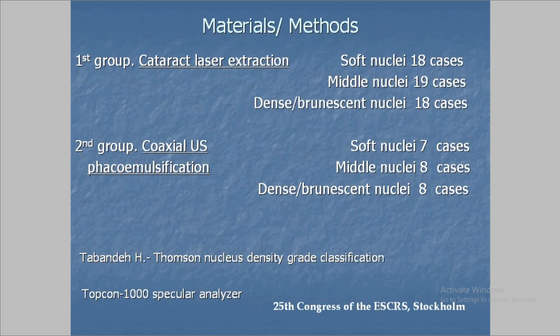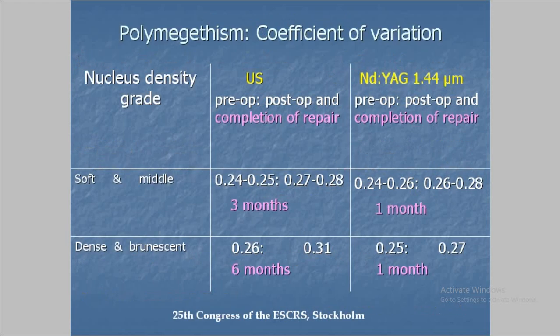So we enrolled two consecutive groups of patients with cataract laser extraction and coaxial ultrasound phaco. The number of cases you can see on the slide, and we divided both groups into subgroups using the parameter of nucleus density.